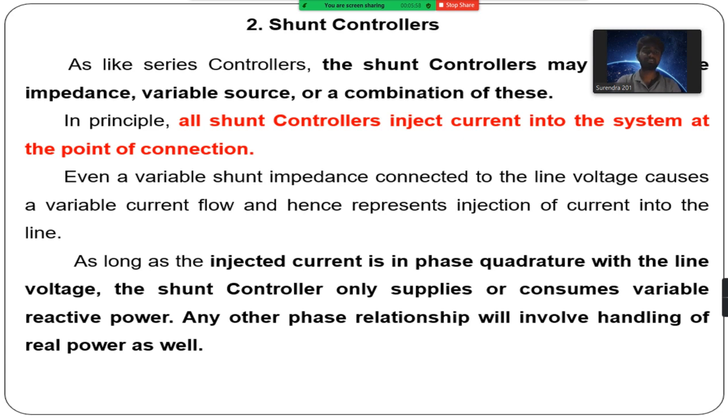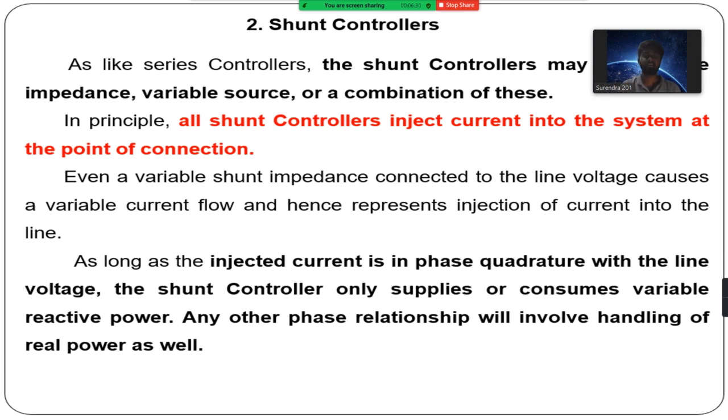As with the series controller, shunt controllers may be a variable impedance, a variable source, or a combination of these. In principle, all shunt controllers inject current into the system at the point of connection. Even a variable shunt impedance connected to the line voltage causes a variable current to flow, and hence represents injection of current into the line.